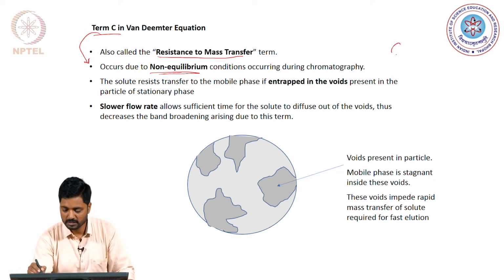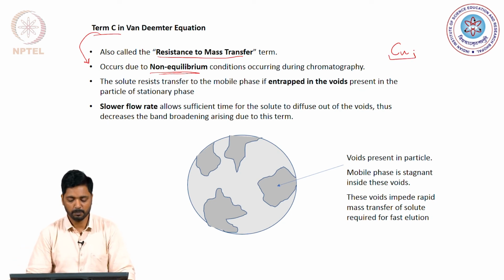Now, this term was proportional to the solvent flow rate, and that means we would require much lower flow rates to reduce it.